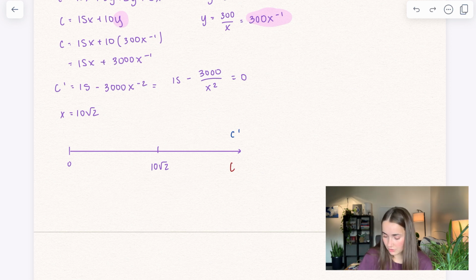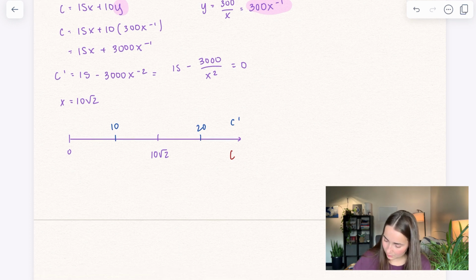I know I can for sure choose a value of 10, and let's go ahead and choose a value of, what, 20? I think those two are safe. So let's plug that into our derivative, which is going to be this right here.